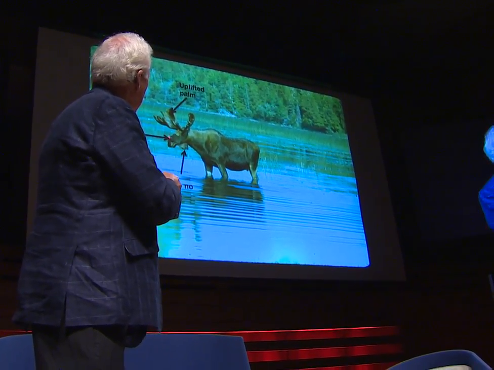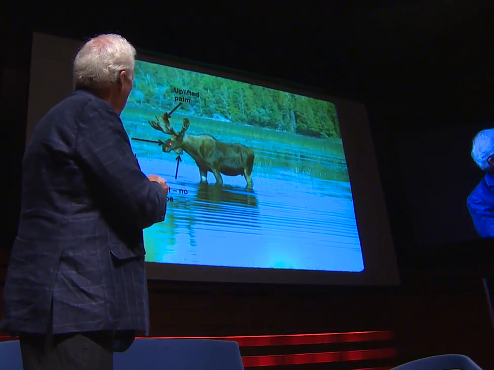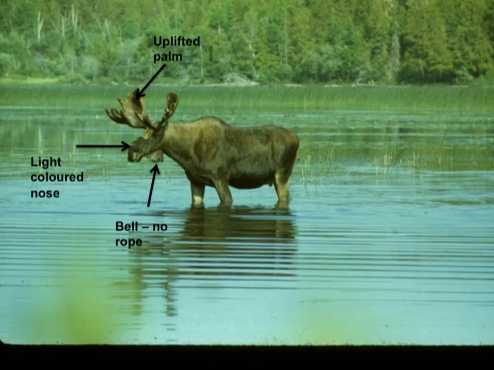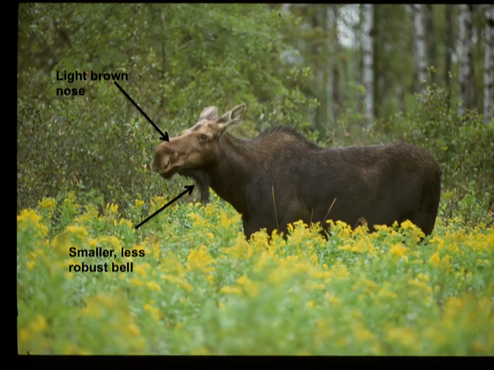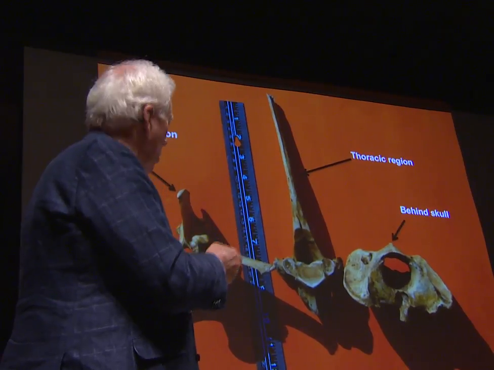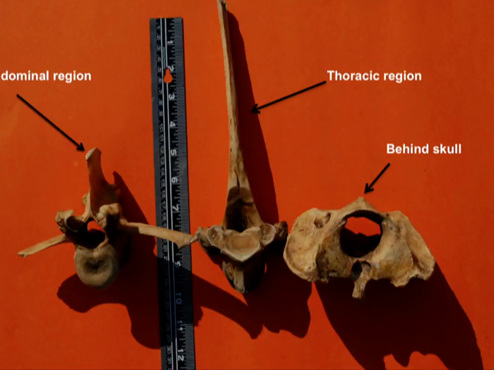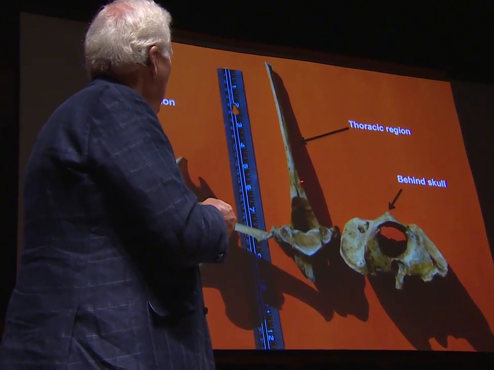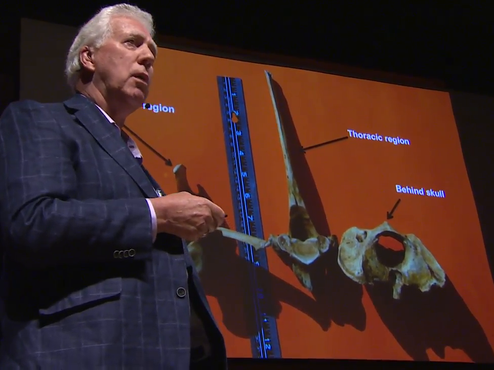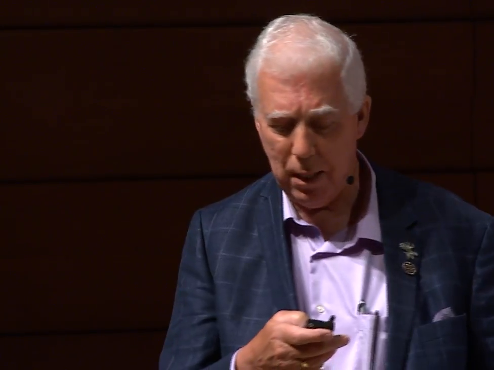In the summertime, this bull has just a light-colored nose, and that changes to a dark color about August 20th as testosterone levels build up for the ensuing rut. Cows have a light-colored nose year-round, and not as robust a bell as the bulls do. And this is the vertebrae right where that hump is. The long process on the top of the vertebrae is where those ligaments attach that hold that big head up.